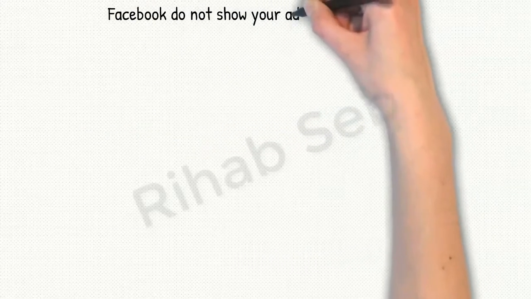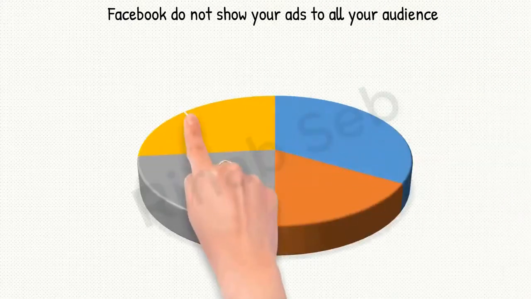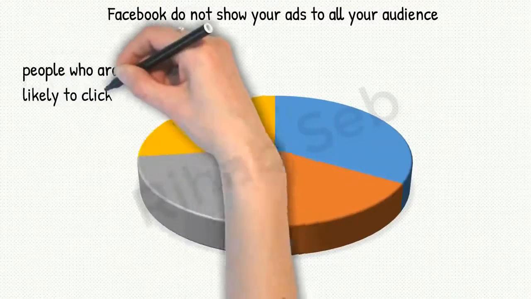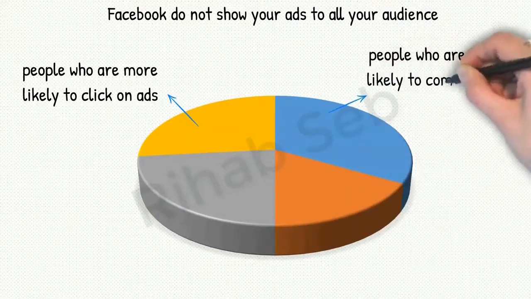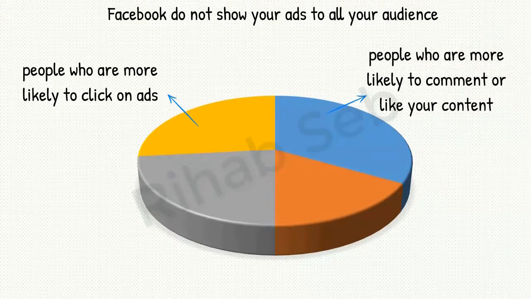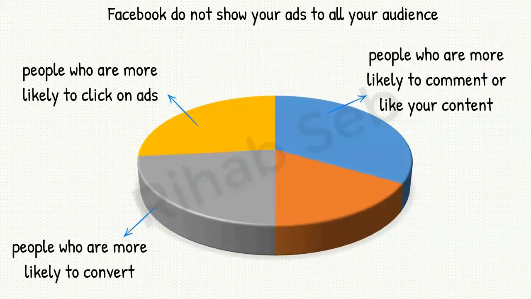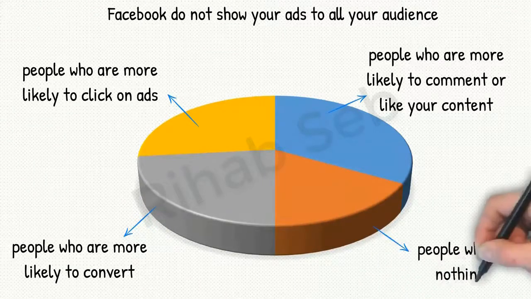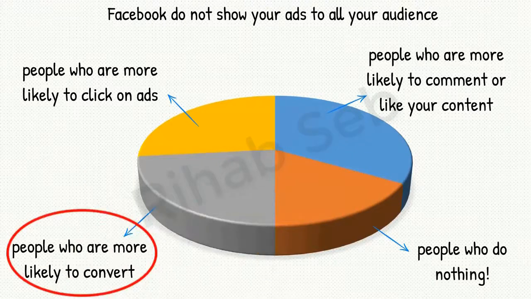You should know that Facebook does not show your ads to all your audience. In your audience, there is a segment of people who are more likely to click on ads. There is a segment of people who are more likely to comment or like your content. And there is a segment who is more likely to convert, and there is also a segment who does nothing. When you choose conversion, Facebook will show your ad to people who are most likely to convert, and this will give you the best results.